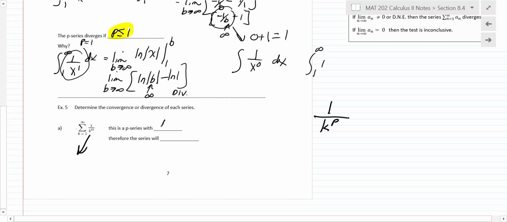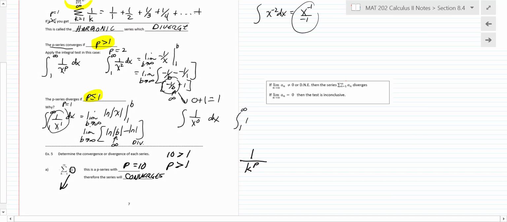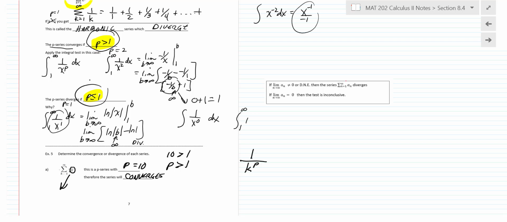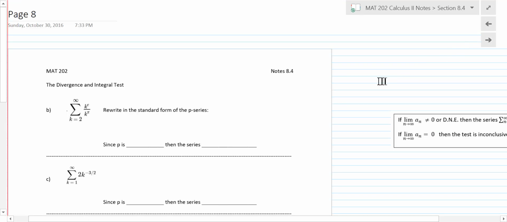So this is a p-series with p being what? 10. P is the exponent. Okay, so what will happen is since p is greater than 1, 10 is greater than 1, what do you conclude? Convergence. Okay, that's what you get. Just get that down, study that. That's how you know the convergence and divergence of a p-series. Okay, it goes like that. So if you have one, it's actually super easy to tell whether it diverges or converges. P-series are easy. You don't have to do any test on it.